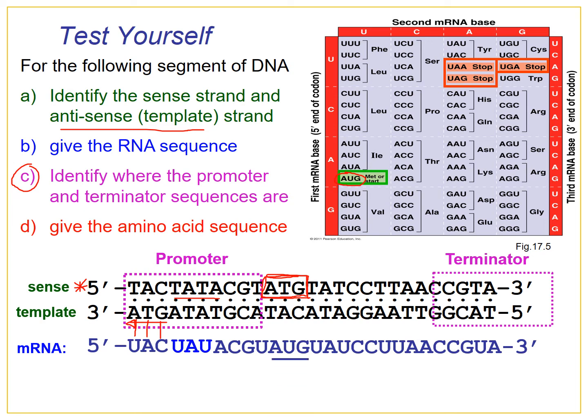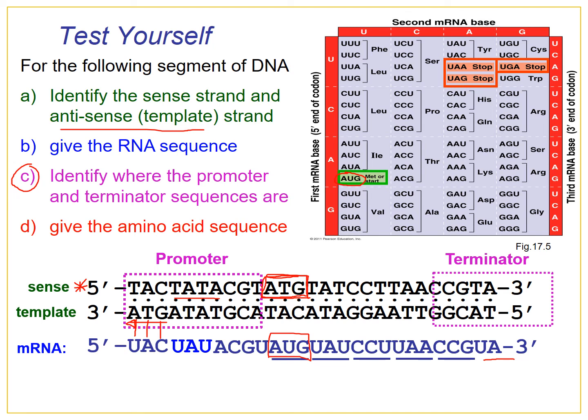Next question, give the amino acid sequence. Okay, so we start with our start codon. So there it is, AUG. That's our start codon. Now I'm just going to take a look and find all the triplets. So I'm just going one codon at a time all the way to the end. And there is no triplet here. I only have 2 base pairs, so I'm going to stop there.